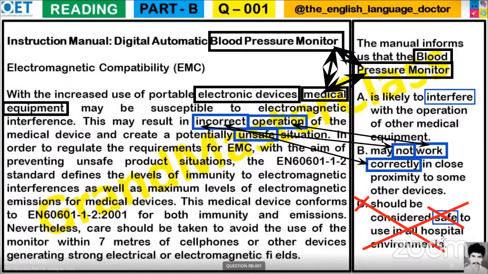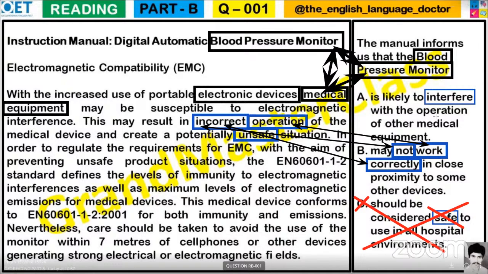So it's very clear. And if you want to see further, nevertheless, care should be taken to avoid the use of monitor within 7 meters of cell phones and other devices, not other medical devices. It is other devices generating strong electrical or electromagnetic fields. Here also the answer is there. Now here it is other medical equipment, not electronic devices. Medical equipment may be electronic or non-electronic. But here it is talking medical with medical.